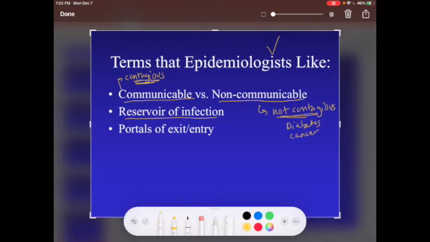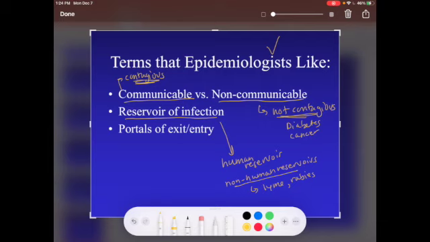We talk about things called reservoirs of infection. This means, where does the pathogen hang out? So you would have a human reservoir, for example, for COVID. You can have non-human reservoirs for things like Lyme disease, because it's transmitted by a deer tick, and rabies. So it could be another animal.